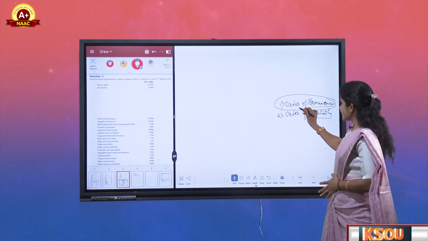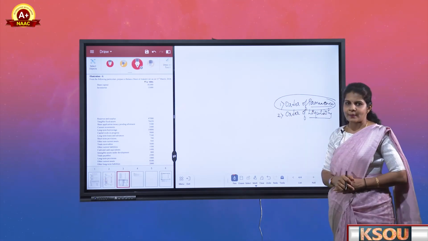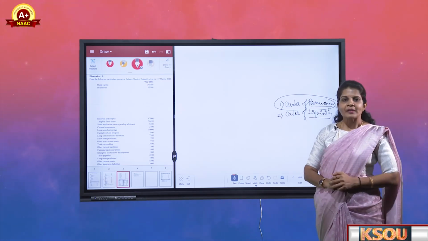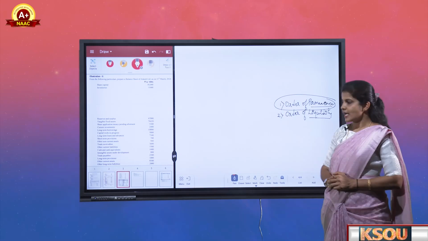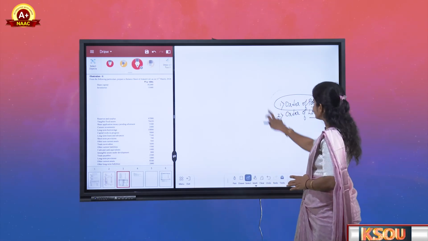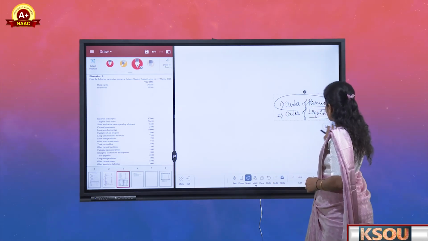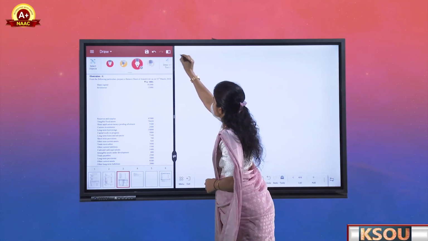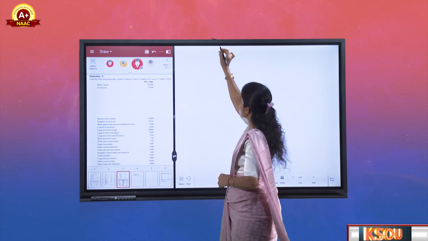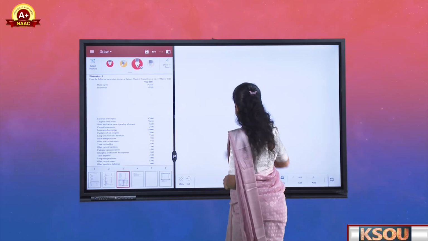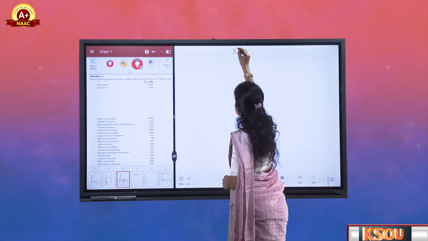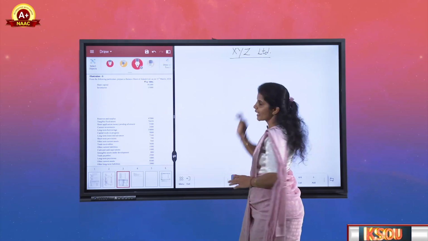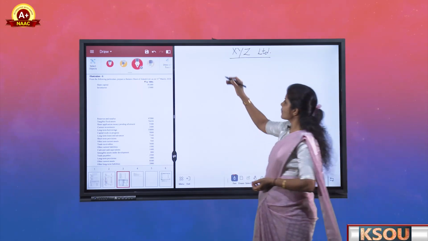Okay, but as I said, in India we follow this order of permanence. That means long-term liabilities or assets will be taken first, and next will be the current assets or current liabilities. Let us discuss the format of preparation of balance sheet. The format is: first we need to mention the name of the company, say for example XYZ Limited. So we mention the name of the company, and next is balance sheet.